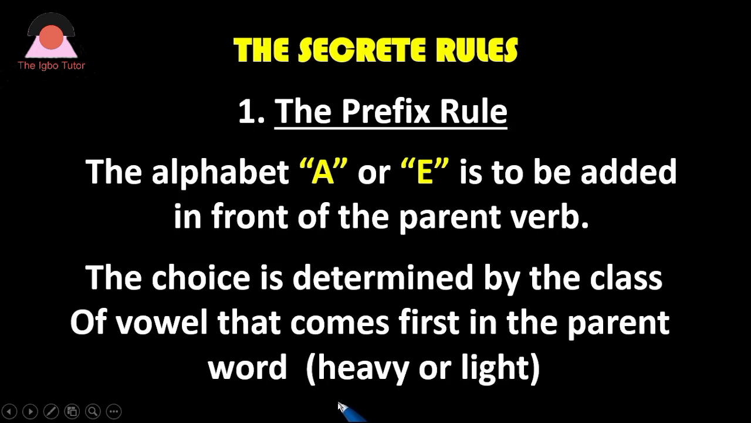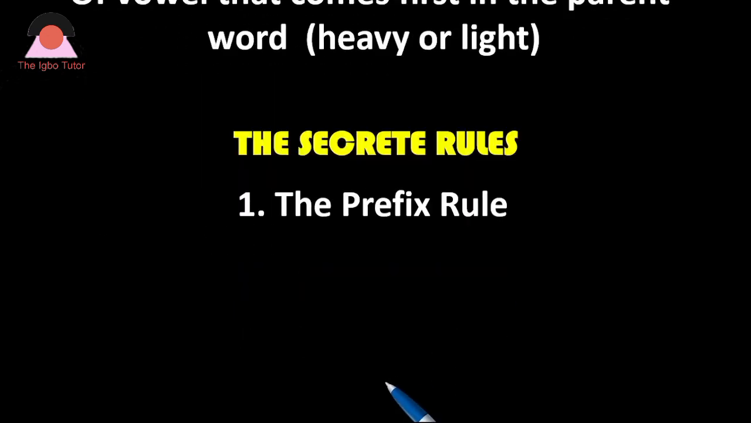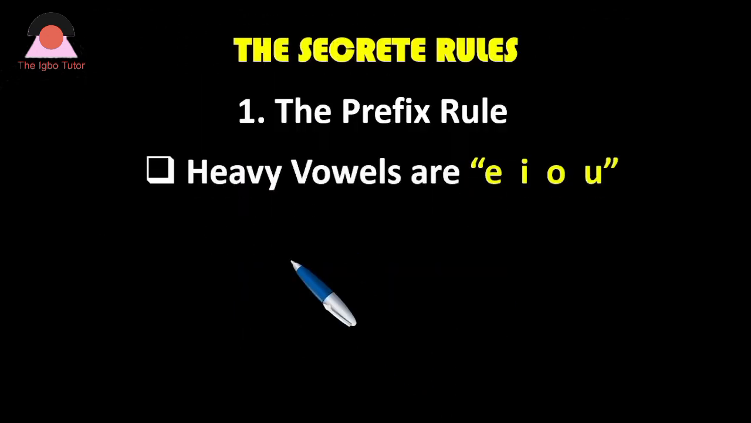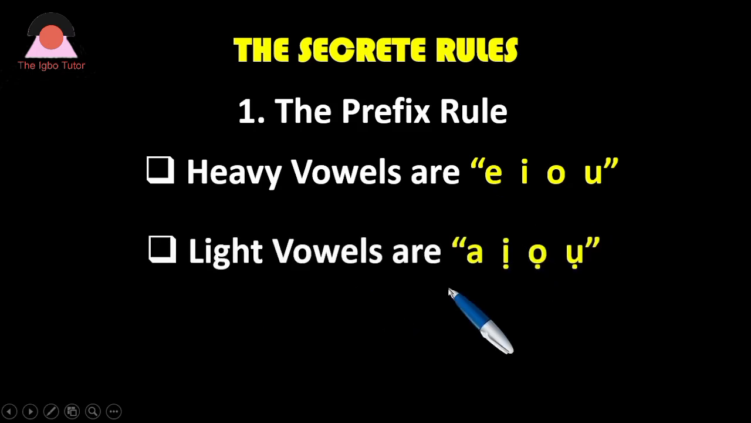Igbo vowels are grouped into 2, heavy vowels and light vowels. So the one that comes first in that parent verb or word you're looking at will determine whether you're going to use A or E as a prefix. Let's look at the vowels in Igbo. Heavy vowels are made up of 4, led by E. I call them the A class. A, E, O, U, no dot under them. These are the heavy vowels. Then we'll have the light vowels, led by A, and then we'll have the ones that have dot under them. A, E, O, U. So these are the 2 classes of vowel.